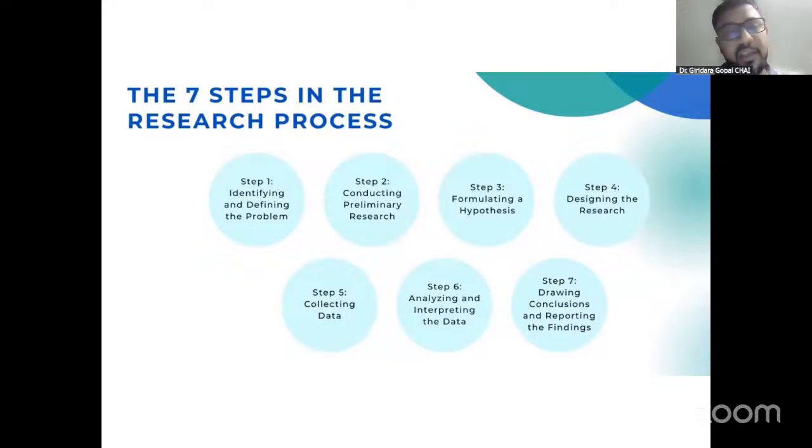Now, the first step in any research process is to identify what is the problem that we are trying to understand. It could be a disease that we are trying to treat, or a disease that we are trying to prevent by a vaccination, or a disease that we want to identify and screen earlier. It could be cancer cervix, it could be diabetes, it could be hypertension. So, what kind of problems do we have? And then you need to define that problem.